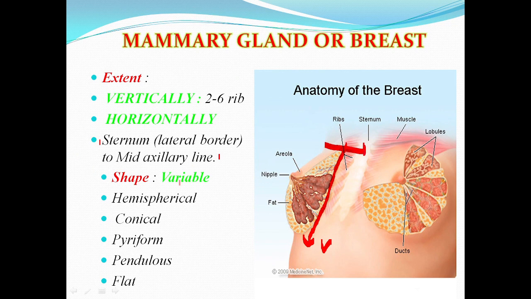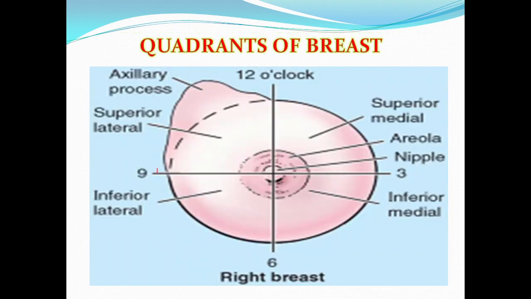Next, the shapes of the mammary glands are variable. They might be hemispherical in shape, conical in shape, piriform in shape, pendulous in shape, flattened in shape. So different shapes you could find. And then we are moving on with the quadrants of the mammary gland.